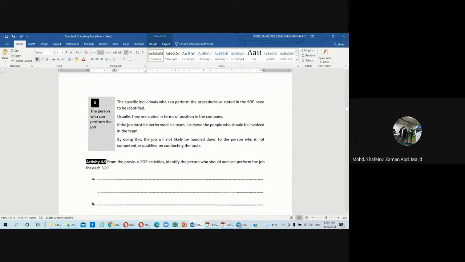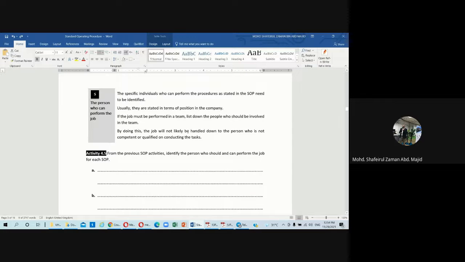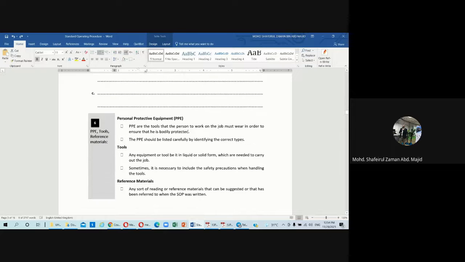Okay, then number 5, the person who can perform the job. Okay, if it is stated in the question paper, just follow it. Or if not, then you can create it based on the suitability. Okay, if it is suitable to put that particular person as the one who will be performing the task, then you can put it there. Okay, you can do the activities on your own.